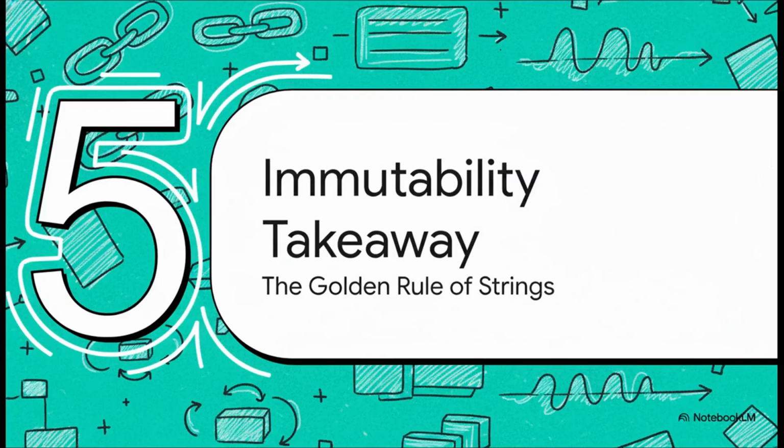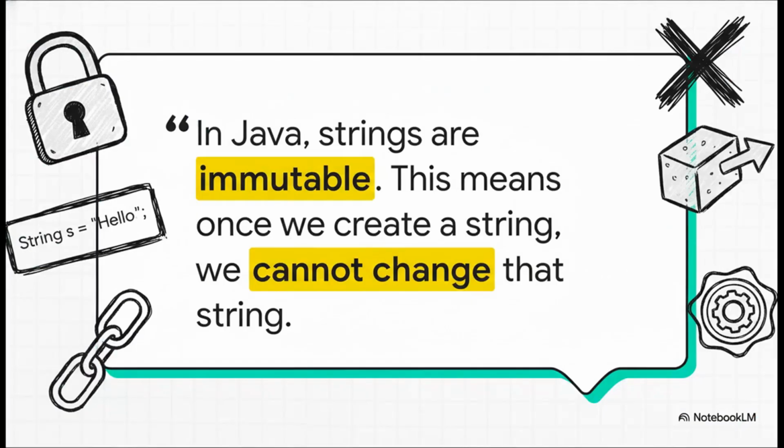All right, deep breath. We're now at the most critical, most fundamental concept you have to understand about strings in Java. This is a big one, so pay close attention. This right here is the golden rule. Immutable means unchangeable, set in stone. Once a string object has been created in memory, its value can never, ever be altered.